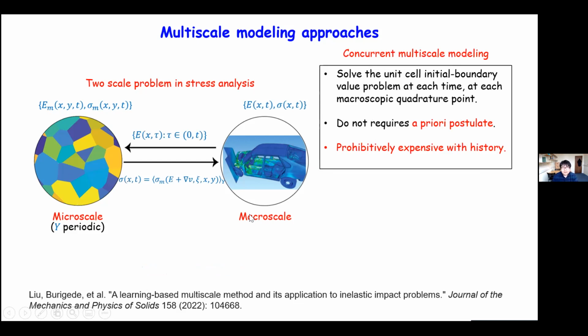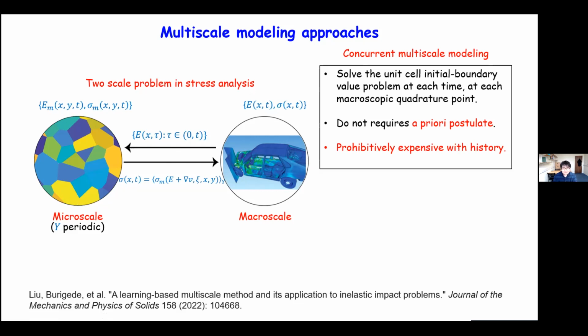And another way is called concurrent multiscale modeling. So rather than postulate a functional form of the constitutive models, what concurrent multiscale modeling does is, at every macroscopic spatial point x and time t, we're going to pass the strain, for example, as a boundary condition to the microscale problem, and we're going to solve this in the cell problem, the fully resolved PDE, and then we compute the microscale stress everywhere, and then we basically pass it back to the macroscale problem, right?